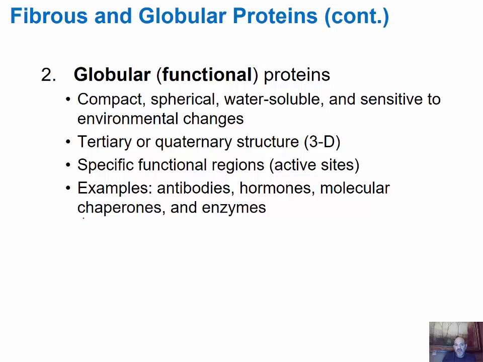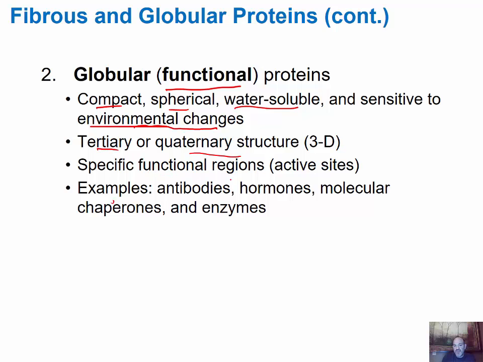And then we have globular or functional proteins. These globular proteins are going to be compact, spherical, and dissolved in water. And they are going to be sensitive to environmental changes. So if the environment changes significantly, and here's why it's important to maintain homeostasis, if homeostasis is disrupted by a number of factors, including temperature and pH, that can change the shape of the globular protein, and if that shape changes, then the function may change.